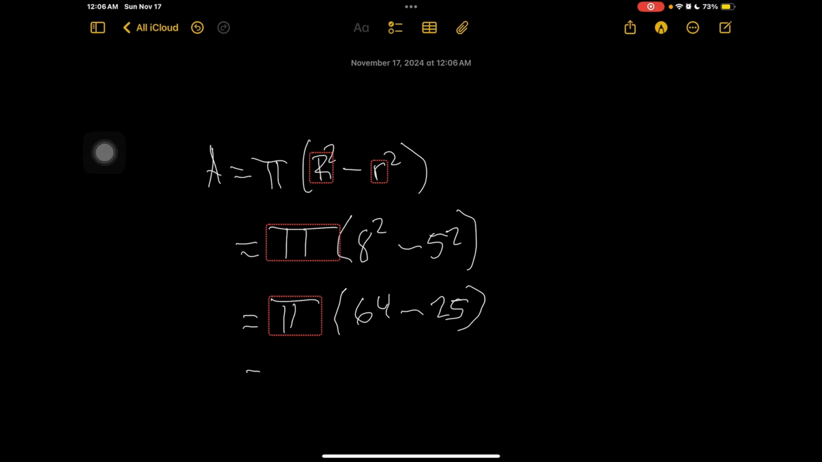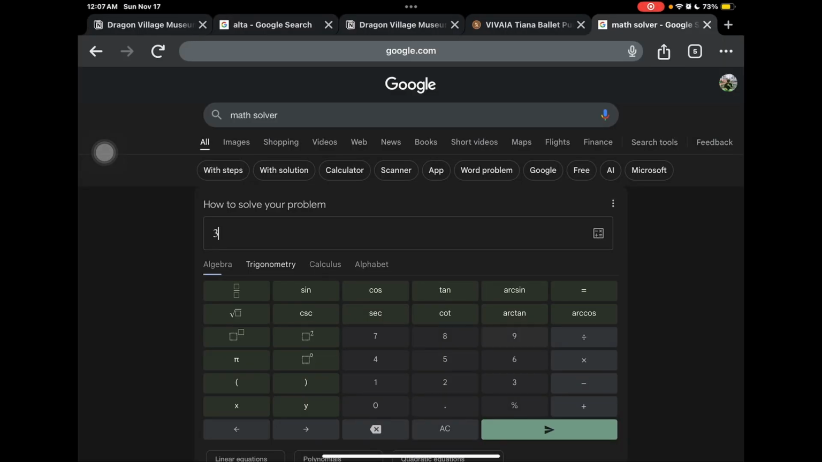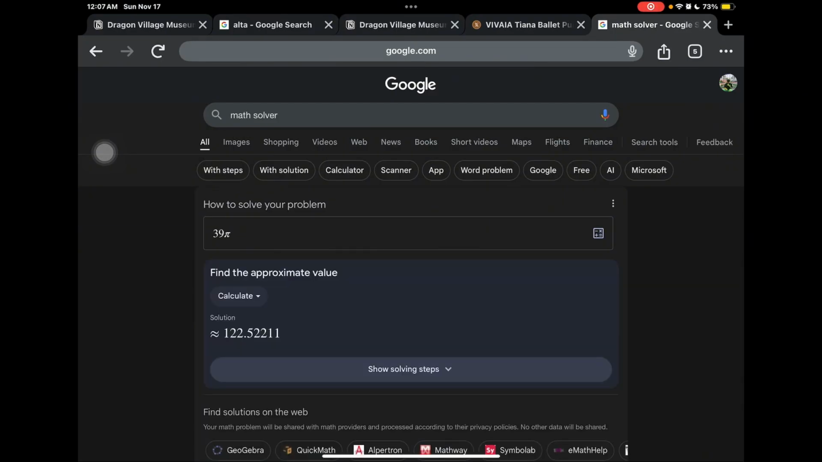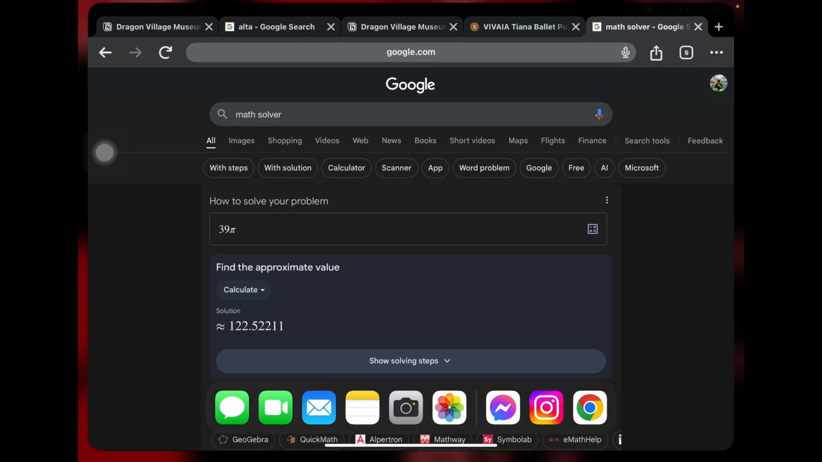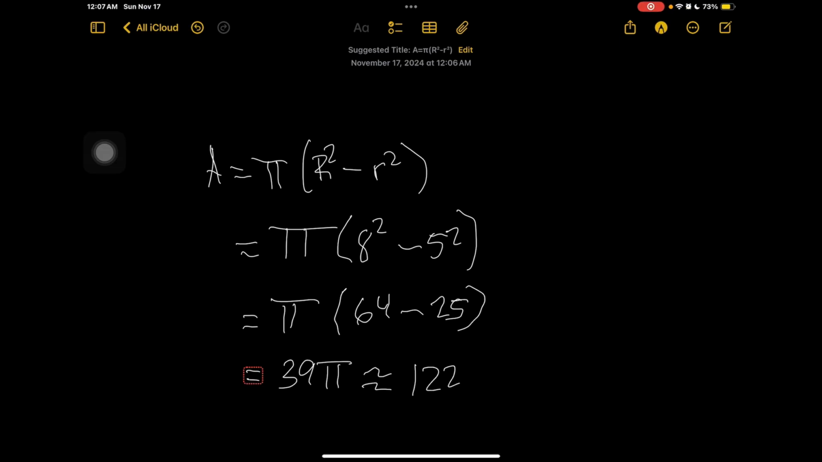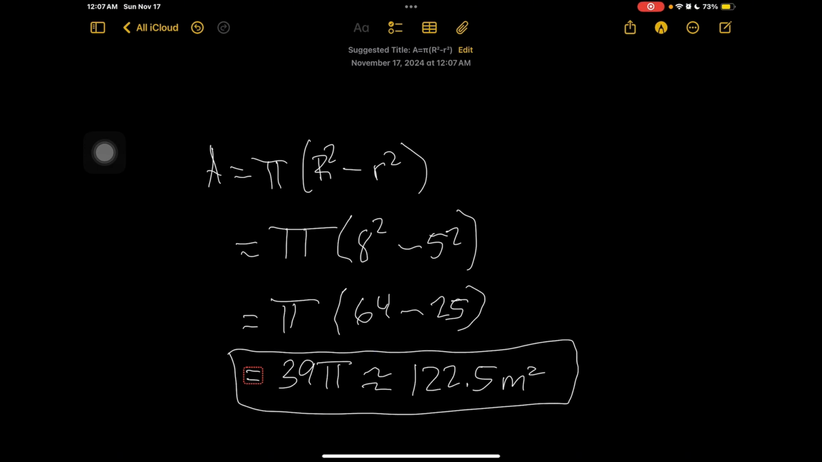So 64 minus 25 is 39. So 39 pi. So 39 pi is equal to 122.5. So 122.5 meter squared. So this is our area of the circular ring.